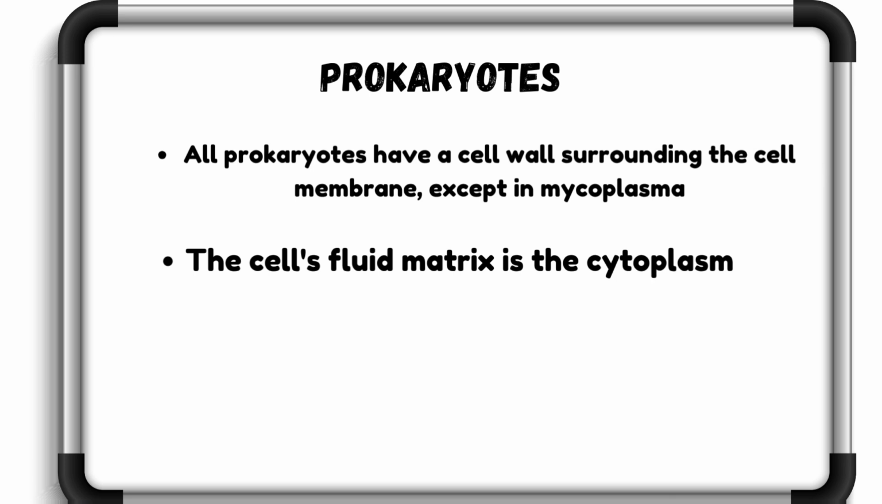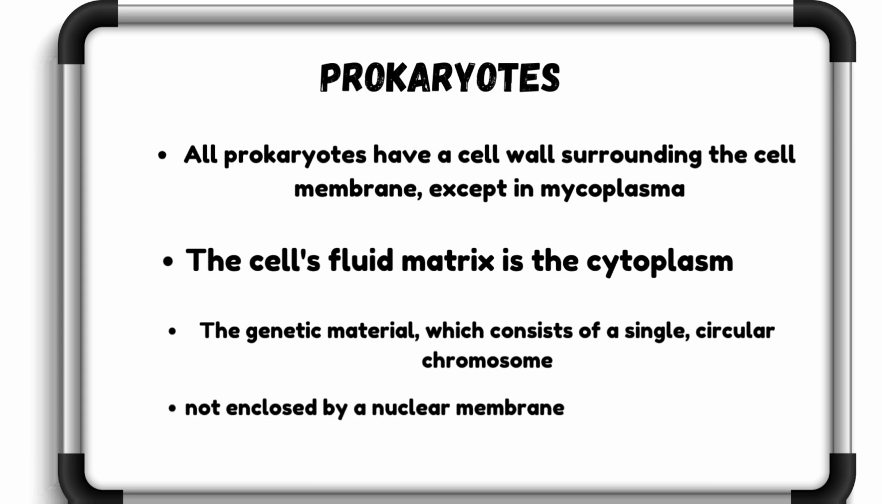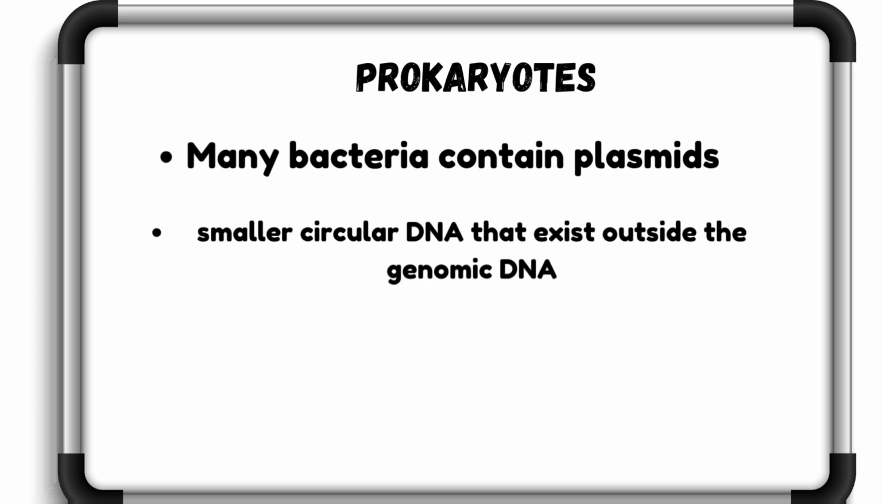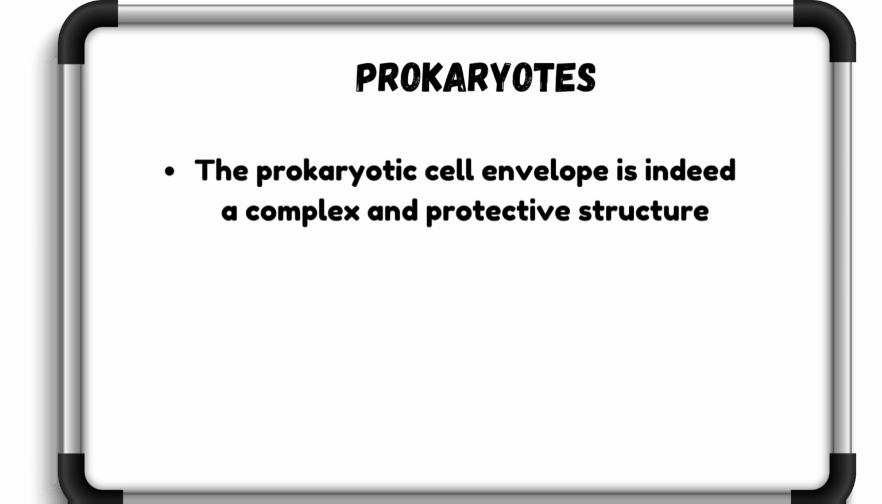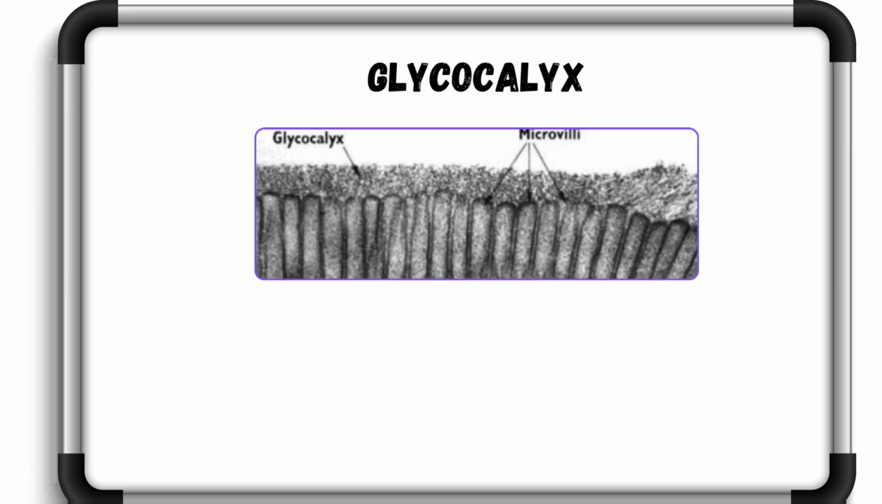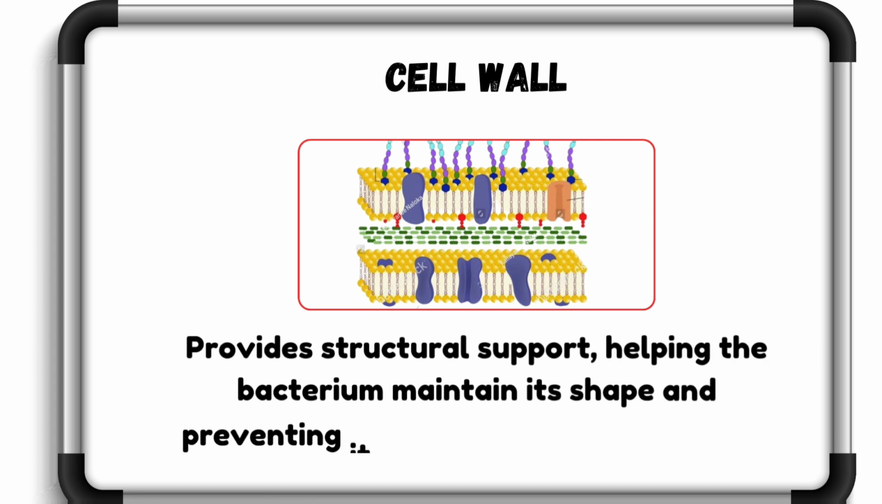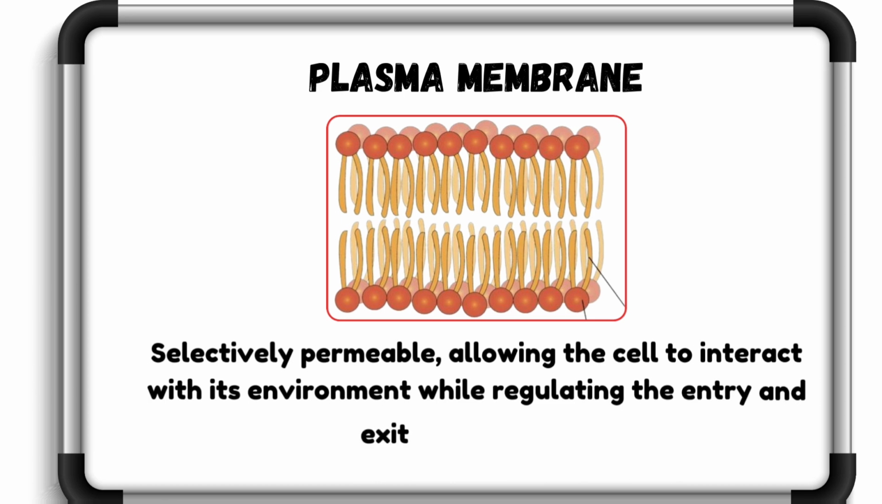Inside the cell, the cytoplasm contains genetic material in the form of circular DNA, but unlike eukaryotic cells, it's not enclosed by a nucleus. Some bacteria even have extra circular DNA, called plasmids, which can give them special traits like antibiotic resistance. Prokaryotic cells also have a unique outer envelope with 3 layers. Glycocalyx, the outermost layer, which can be a loose slime layer or a thick capsule for protection. Cell wall provides structural support and shape to the bacterium. Plasma membrane, a selectively permeable barrier that regulates the exchange of substances.